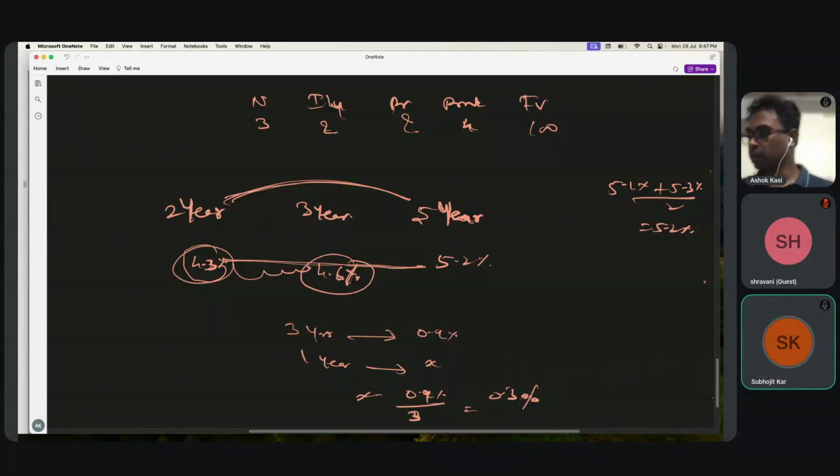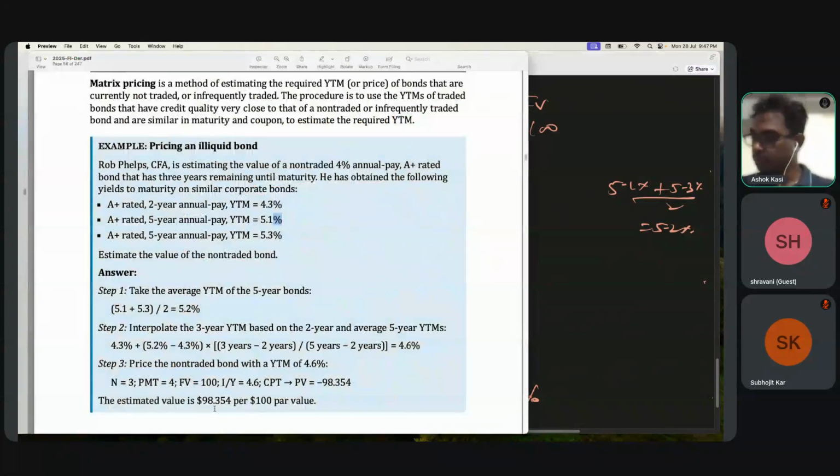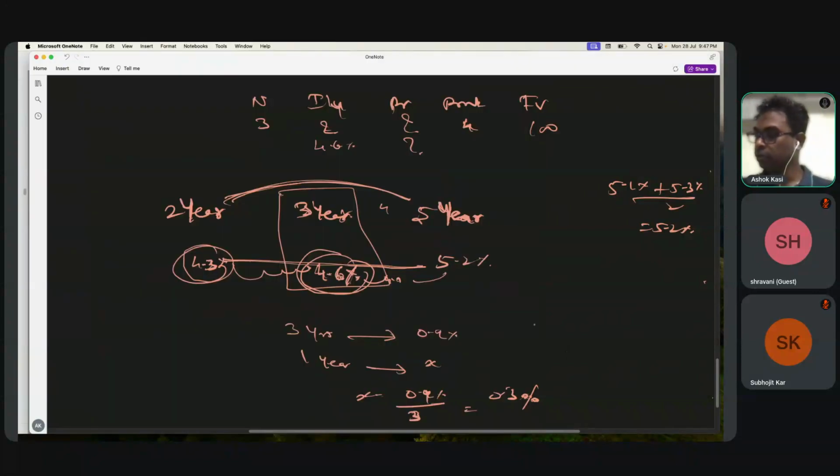If it is 4 years, then it would have been 4.9, and then it reaches 5.3. But we want 4.6 percent for 3 years. So we got it right, 4.6. Now calculate the present value. They are asking for present value also. Calculate now.